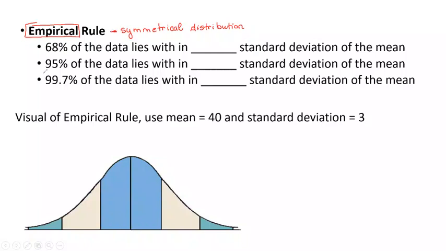The empirical rule tells us that 68% of the data lies within one standard deviation of the mean, 95% of the data lies within 2 standard deviations of the mean, and 99.7% of the data lies within 3 standard deviations of the mean. What does this all mean? Well, let's just try to visualize what this means.